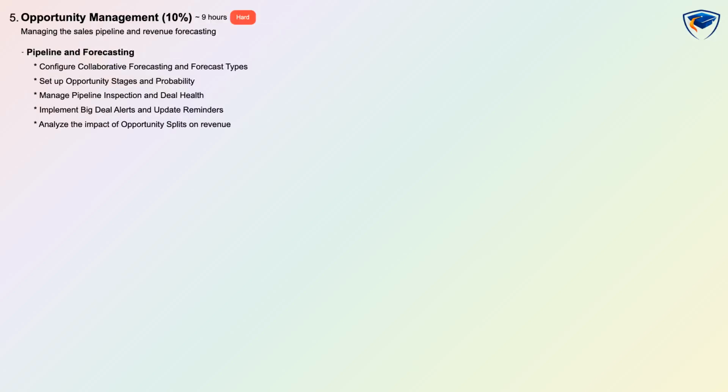Opportunity management is 10% and focuses on managing the sales pipeline and forecasting revenue accurately. This hard and scenario-based domain typically requires about 9 hours of study. You will configure collaborative forecasting, set up opportunity stages and probabilities, and manage pipeline inspection and deal health. Important topics include implementing big deal alerts, using update reminders, and analyzing the revenue impact of opportunity splits.